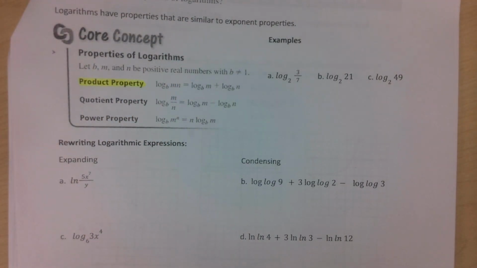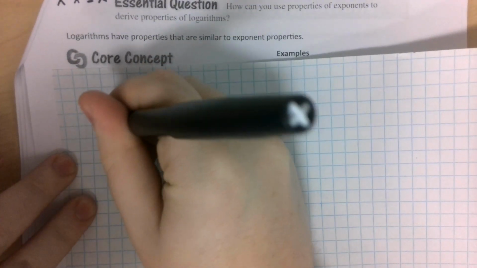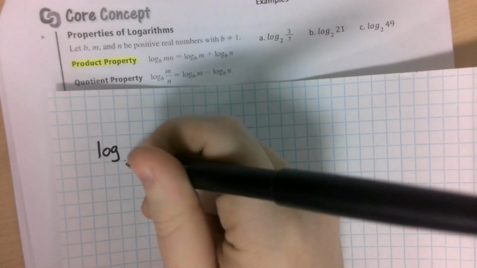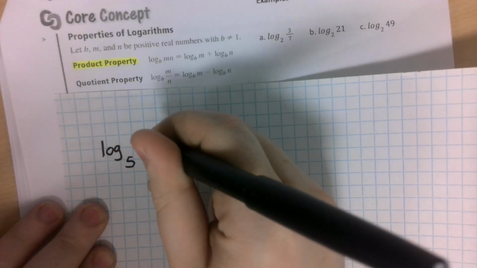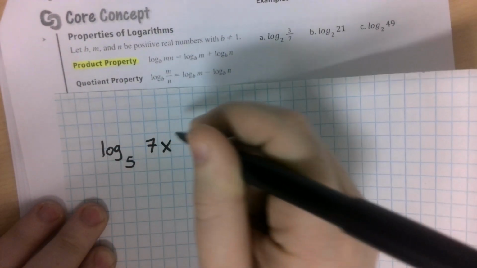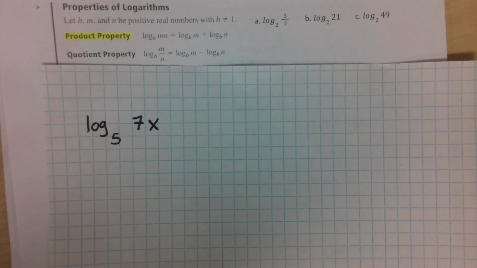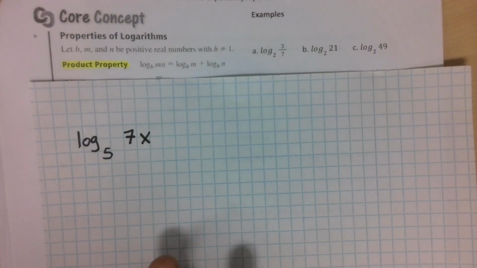And the product property works like this. Let's say for a second that we have the following logarithm. Let's say we have log base, let's make it log base 5 of 7x. Now I don't know about you, but I have no idea how we could even think about evaluating this. However, the product property gives us a little bit of a hint that might help us simplify it.